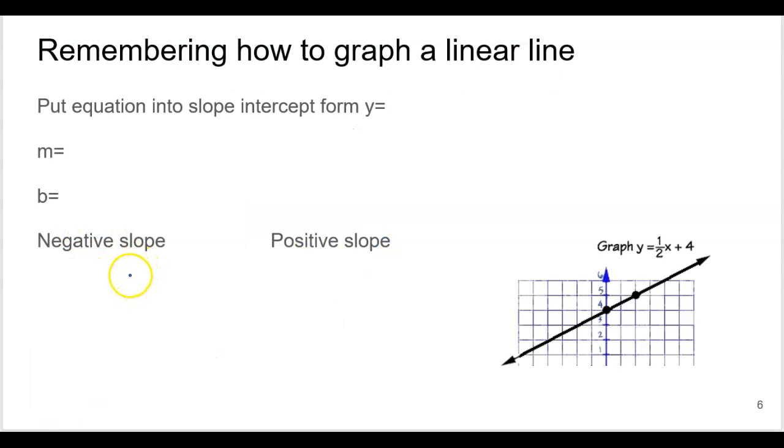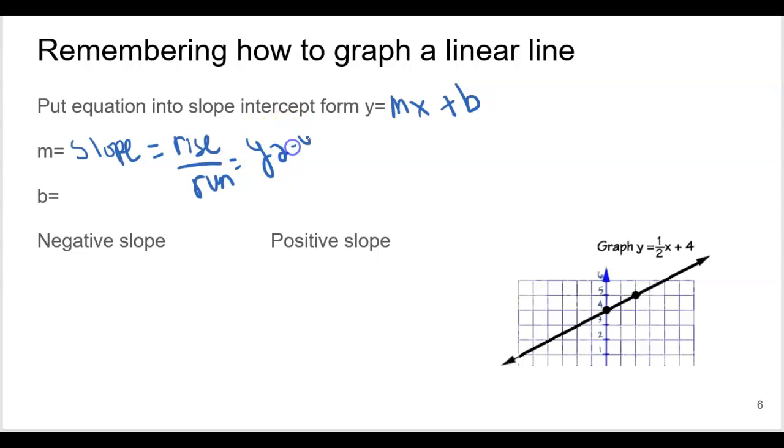So remember how to graph a line. We put an equation in slope-intercept form, where we have y equals mx plus b, where m is our slope, which is rise over run, or y2 minus y1 over x2 minus x1. B is our y-intercept. So remember, that's where it crosses the y-axis.